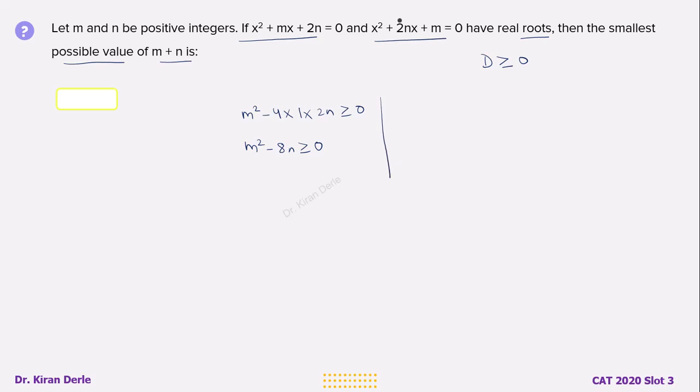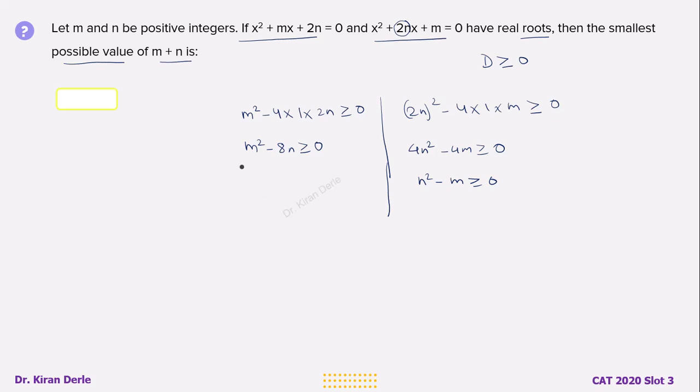Again, for this one, the value of b is 2n here, right? So (2n)² - 4 into a is 1 and c is m is greater than or equal to 0, or 4n² - 4m is greater than or equal to 0, or n² - m is greater than or equal to 0. We're dividing all by 4.